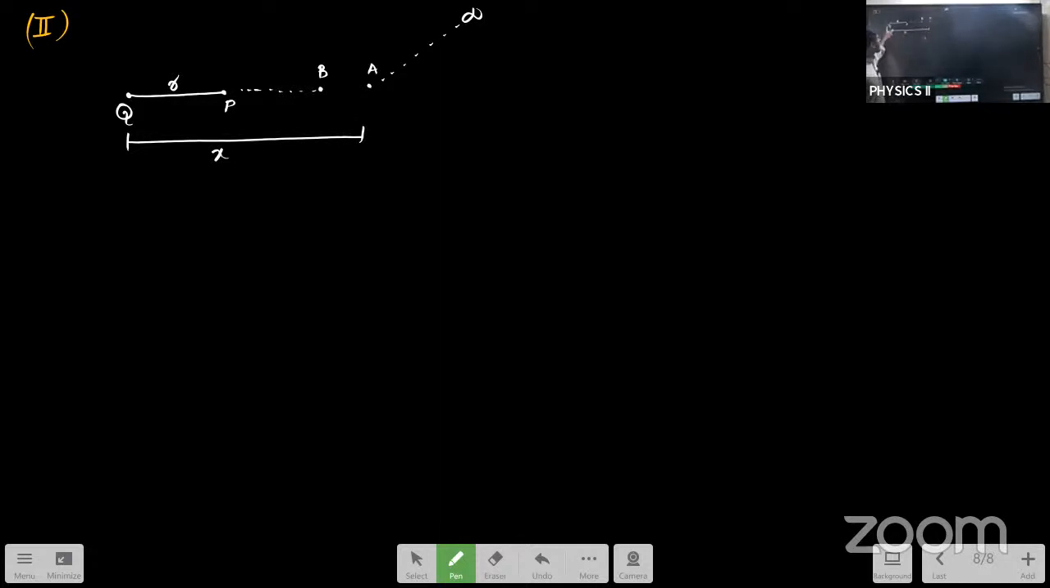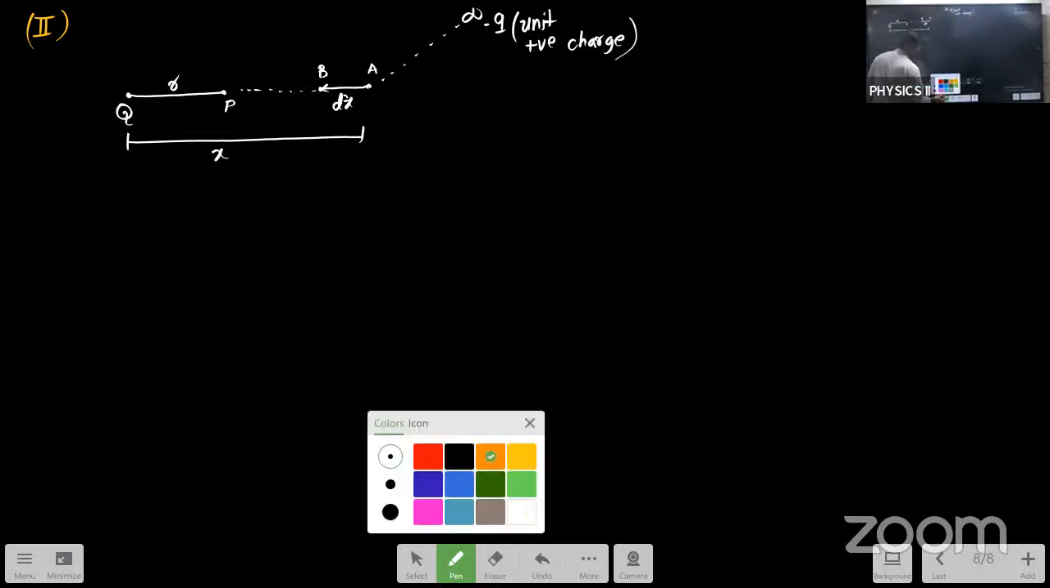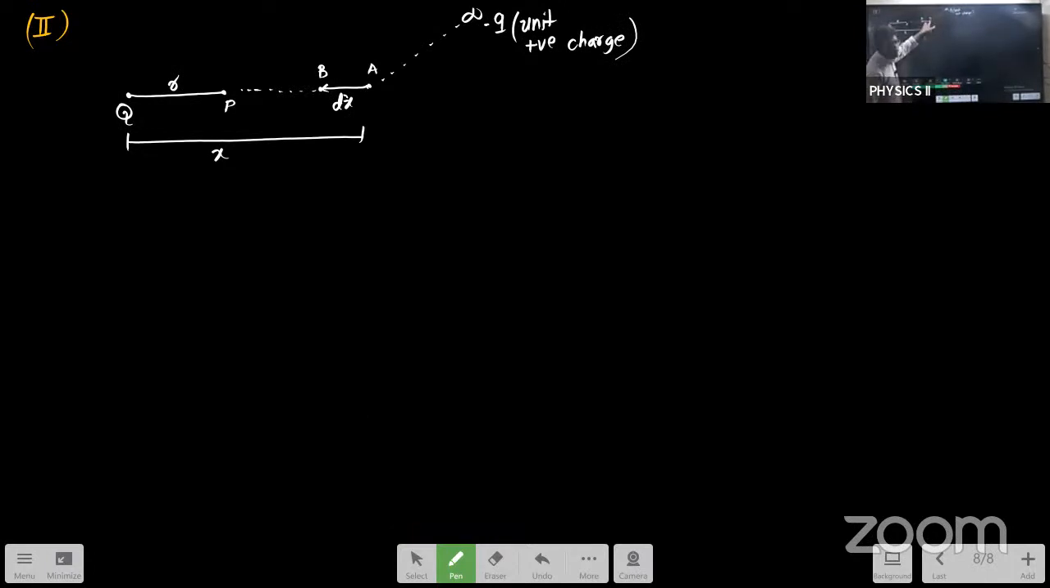What is the distance from charge Q to position A? It is x. Now what I am doing is some amount of work, such that I am moving a charge from position A to B. How much distance am I traveling? I am traveling a distance of dx. Here we have considered a unit positive charge. Next, I have brought the charge to position A.